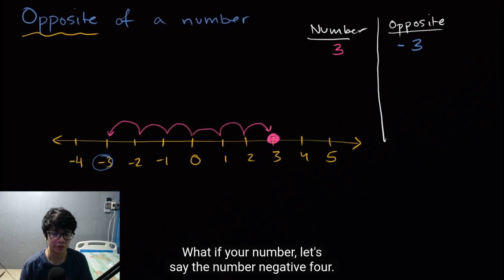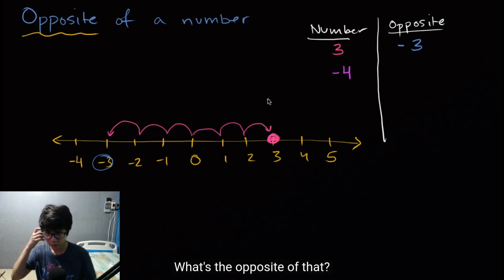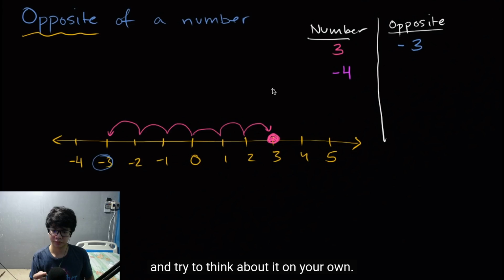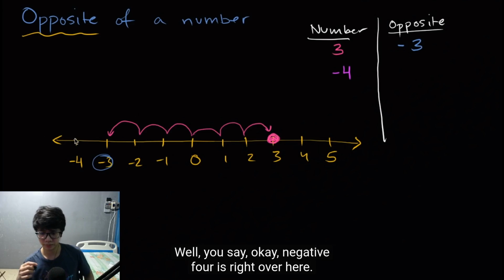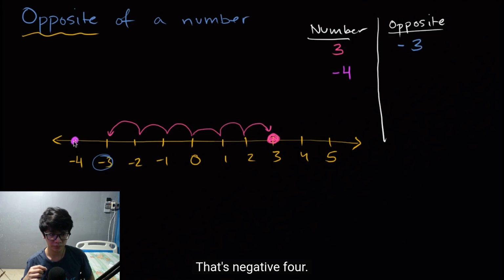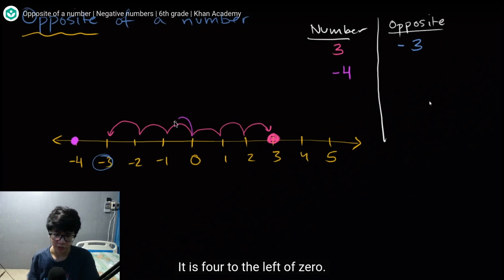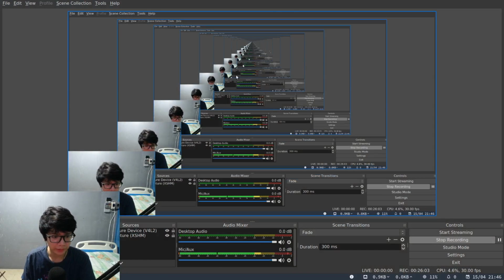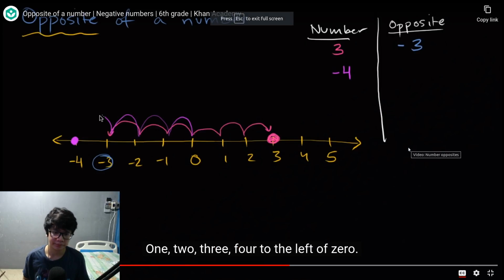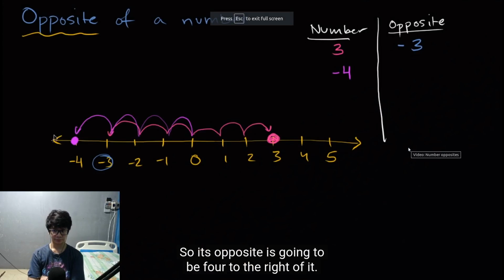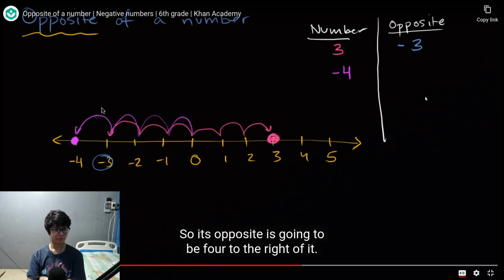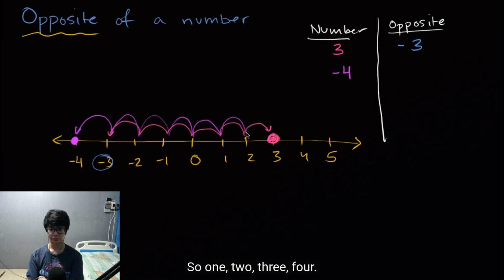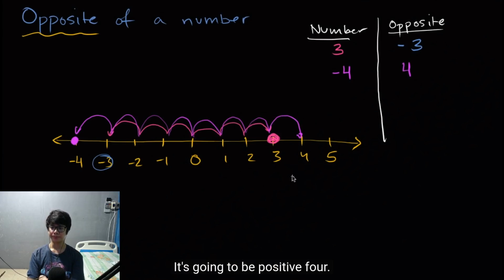Now what if your number is negative? What if you have the number negative 4? What's the opposite of that? I encourage you to pause the video and try to think about it on your own. Well, you say, okay, negative 4 is right over here. It is 4 to the left of 0: 1, 2, 3, 4. So its opposite is going to be 4 to the right of 0: 1, 2, 3, 4. It's going to be positive 4.